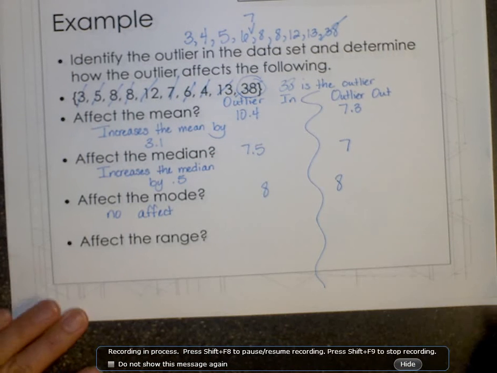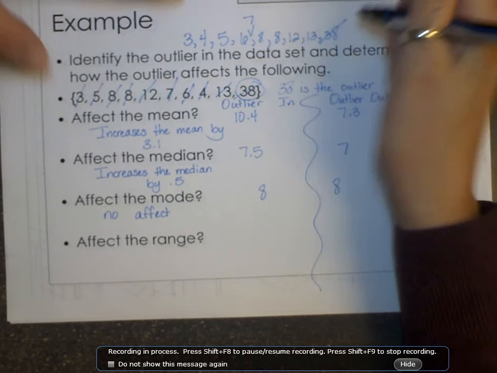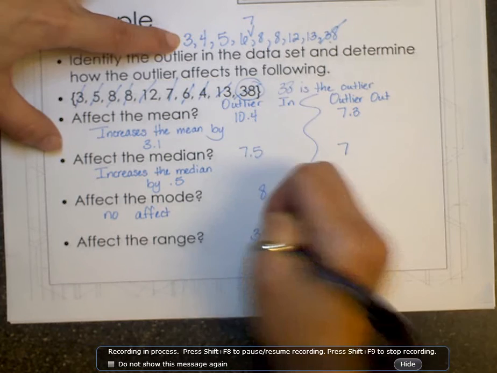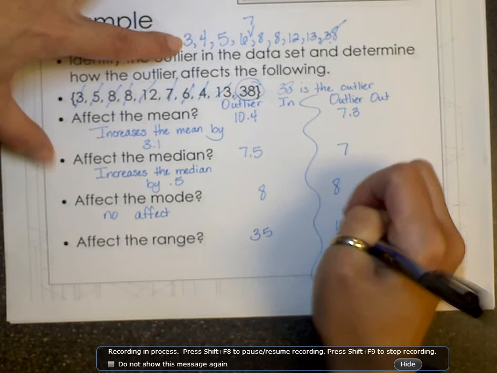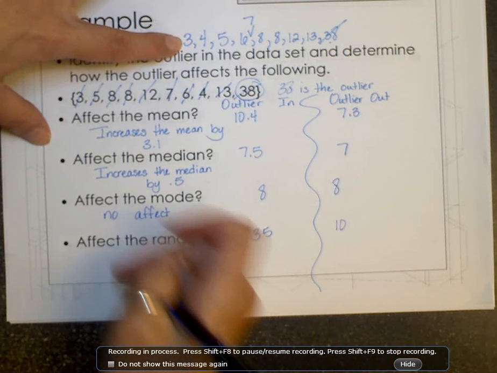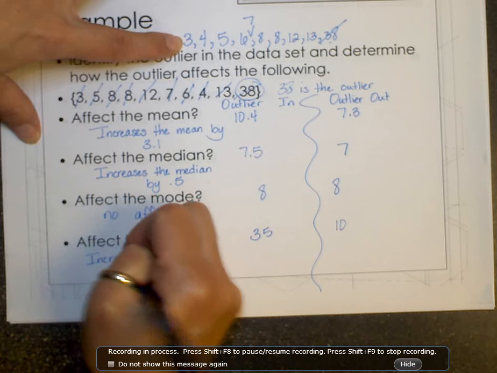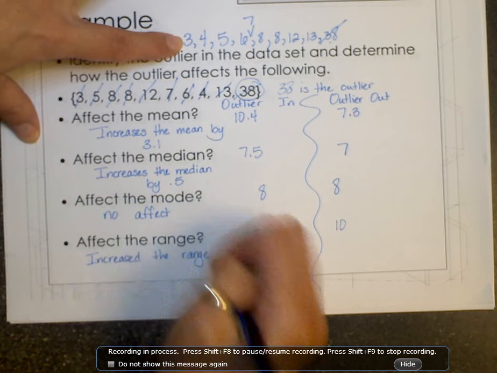The last thing to do is determine the range. Okay, the range with the outlier in, 38 minus 3 would be 35. But if you took the outlier out, 13 minus 3 is 10. So what did the outlier do? It increased the range by 25.